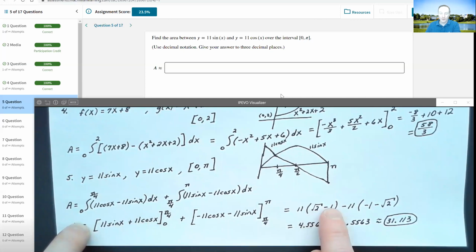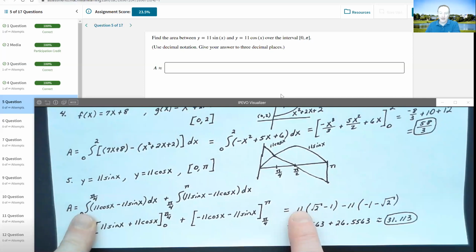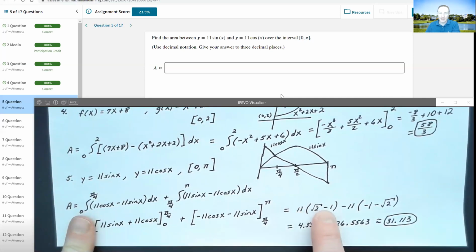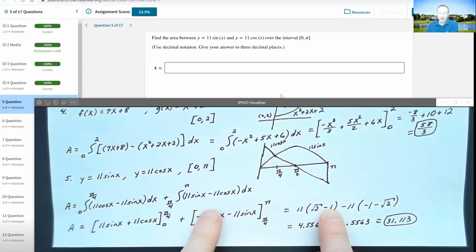That's where that -1 came from. And please keep in mind, I just went ahead and factored an 11 out of the expression and said it's going to be 11 times the upper limit minus the lower limit. Now I went on to the second one.